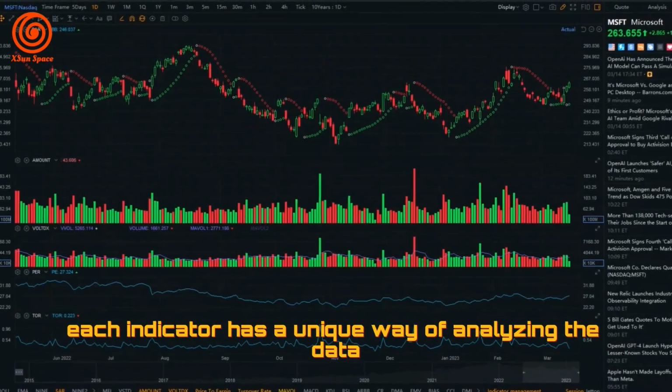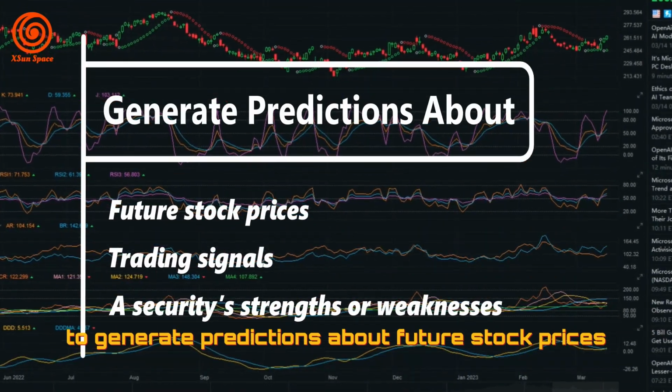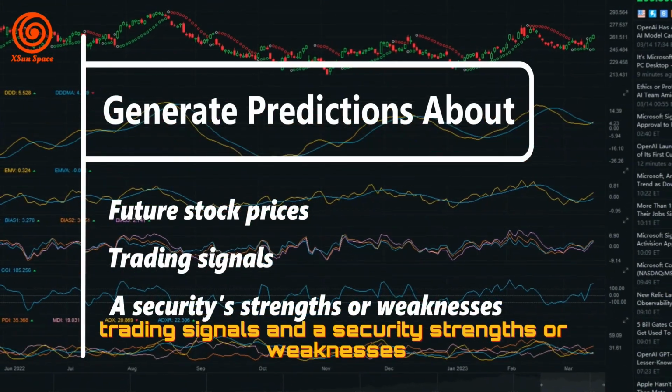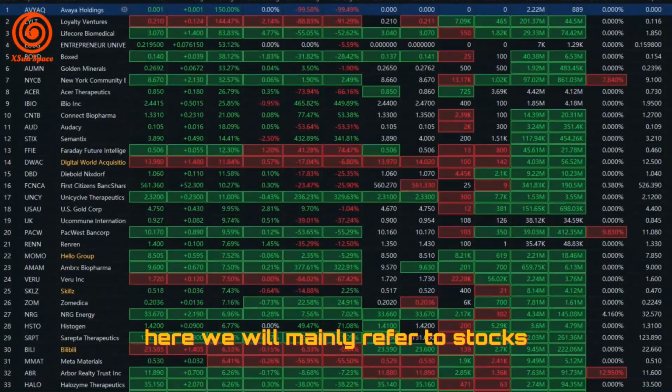Each indicator has a unique way of analyzing the data to generate predictions about future stock prices, trading signals, and a security's strengths or weaknesses. Here, we will mainly refer to stocks.